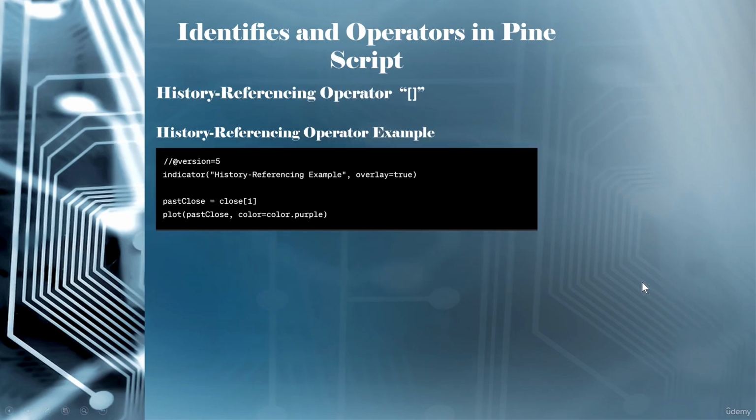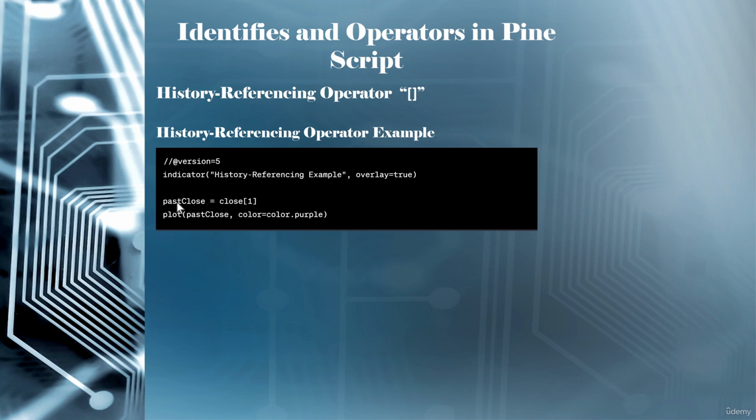Now let's review the history referencing operator. The history referencing operator is represented as square brackets. It allows us to refer to the past value of a time series. It is crucial for analyzing historical data and making decisions based on past information. Let's review how the history referencing operator works.